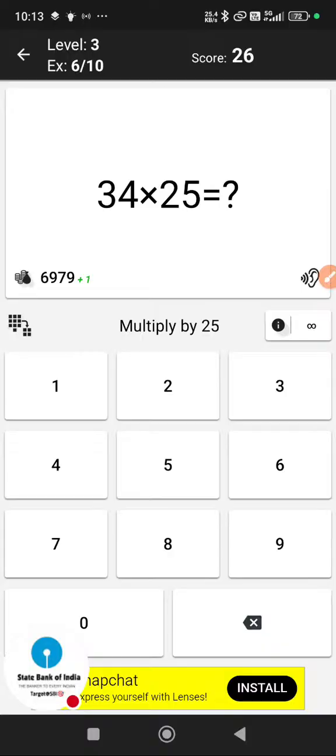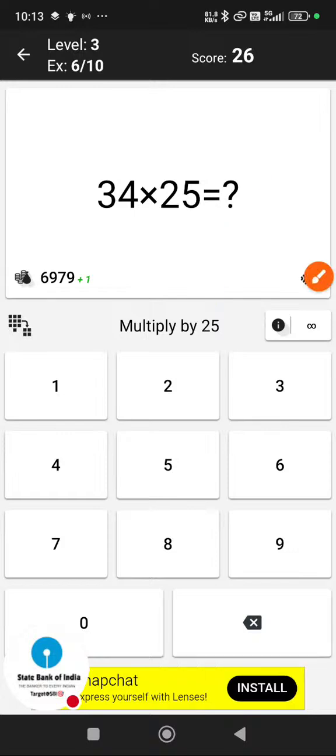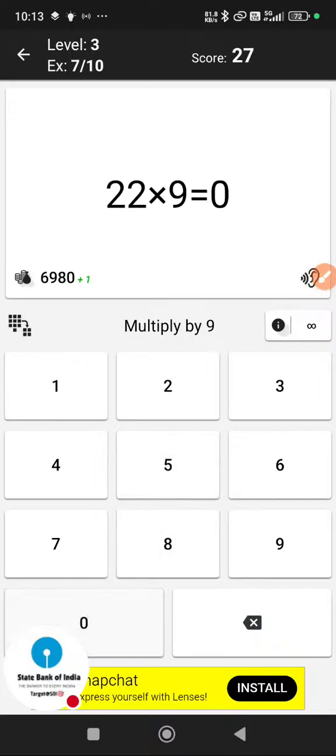34 into 25 times. Instead of 25 we write 100 divided by 4. So 4 8 times 32 and 5 times 00. So answer will be 8500. Sorry, it is 850. Okay.